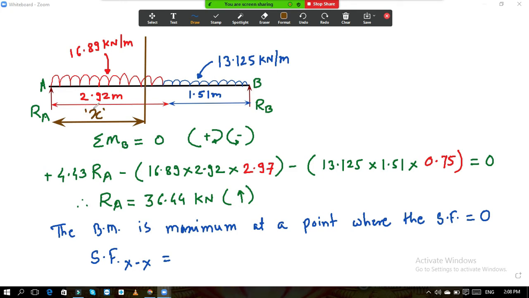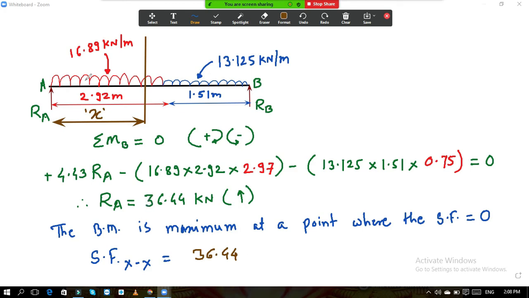So left hand side equilibrium, if you consider, then here is RA. First is the force RA, reaction or force. RA is moving upward, so it is positive. So 36.44. This is the value of RA as it is. Don't multiply it by any distance because we are calculating the shear force, not the bending moment yet.